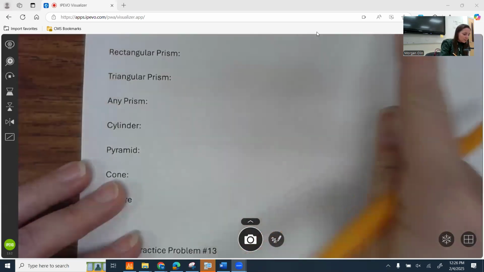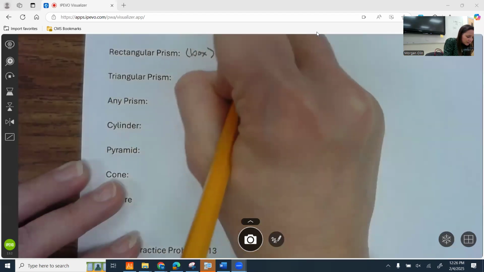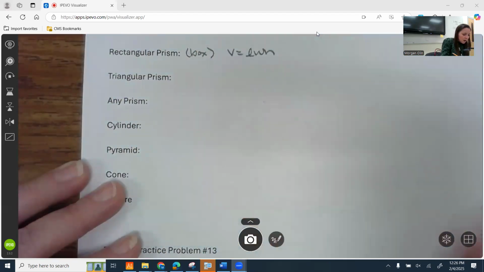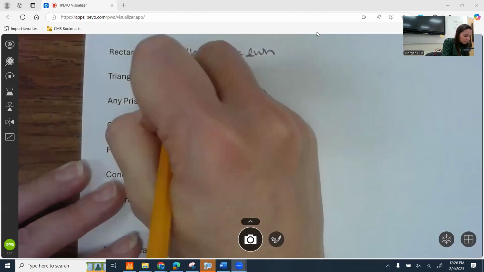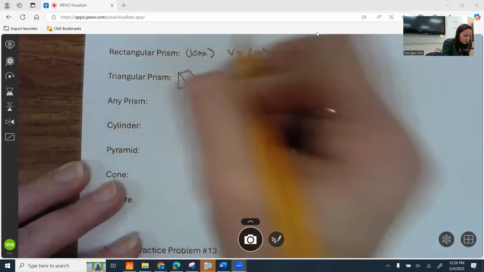Volume formula, rectangular prism. This is our box. The volume is length times width times height. Triangular prism. Triangular prism, remember, looks something like this.